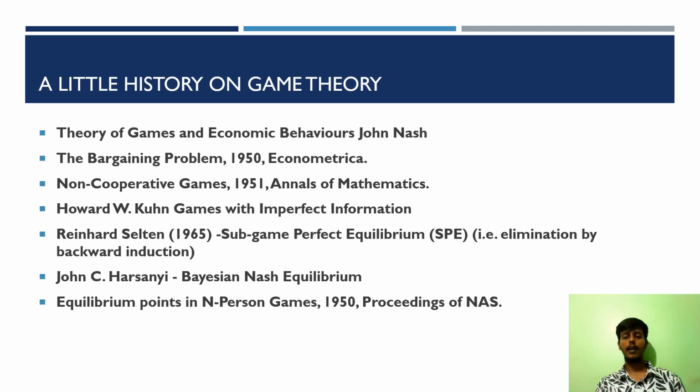A little history on game theory. Theory of Games and Economic Behavior was introduced by John Nash. The bargaining problem was introduced in 1950 in economics. Non-cooperative games came in 1951 in Annals of Mathematics. Kuhn wrote on games with imperfect information, and so on.